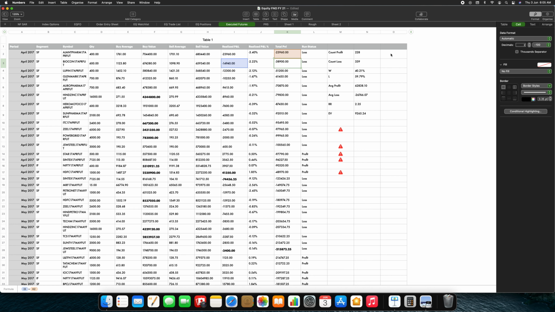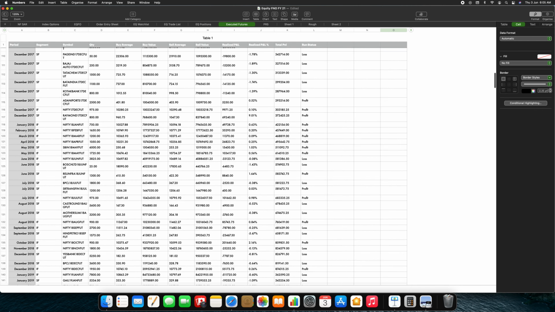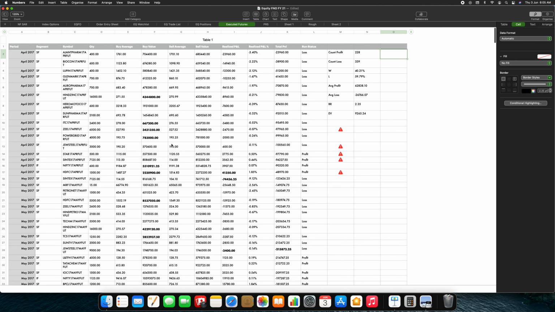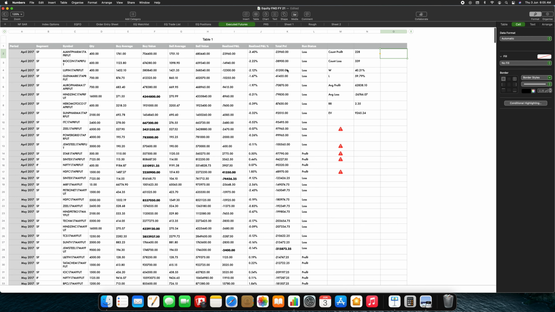That is 567 contracts. Now, that is simply a count function. You just have to count how many trades you have taken, which you can do by scrolling and checking, or you can use a count function.